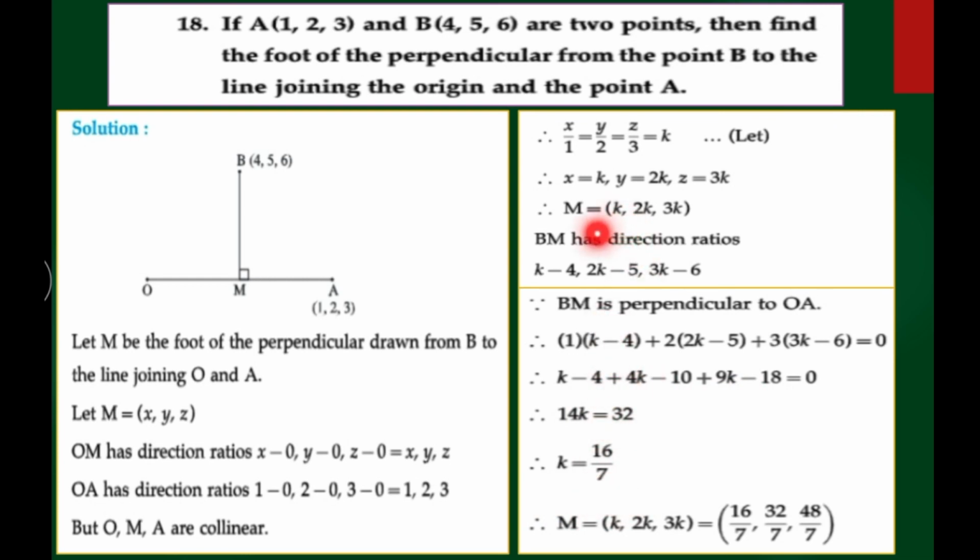Now substitute the value of k. So we get the coordinates of M, that is the coordinates of the foot of perpendicular. So we replace this k by 16 by 7. 16 into 2 we get 32 by 7, then 3k. So k is 16 by 7, 3 into 16 we get 48 by 7. So in this way we can find the foot of perpendicular. So in this way we complete exercise 5.4.